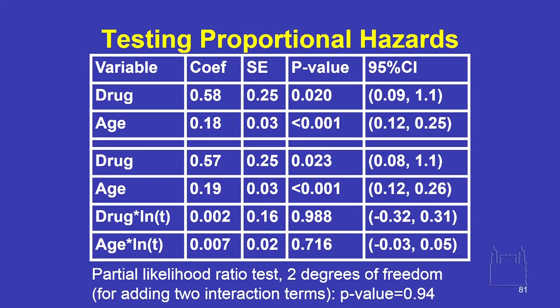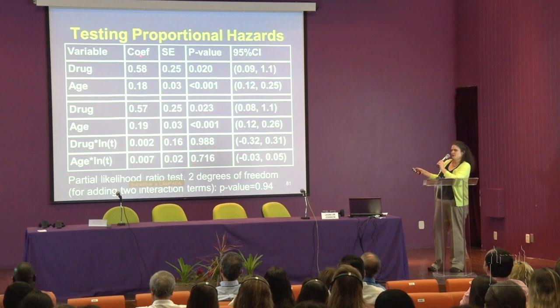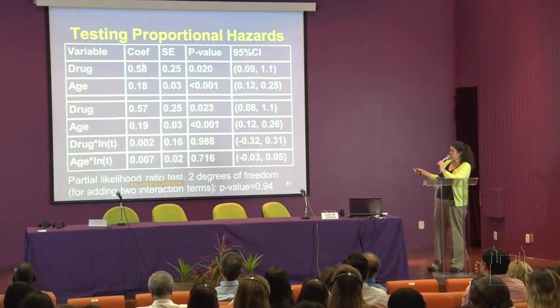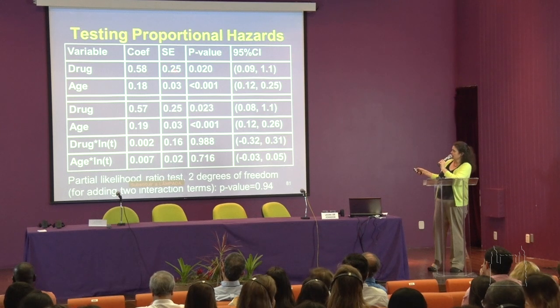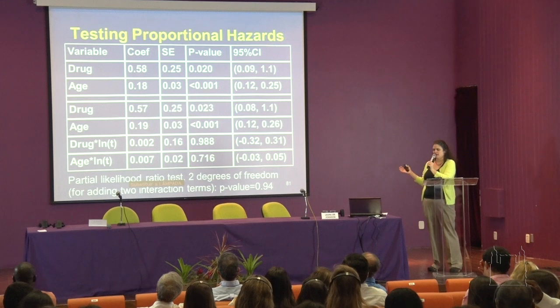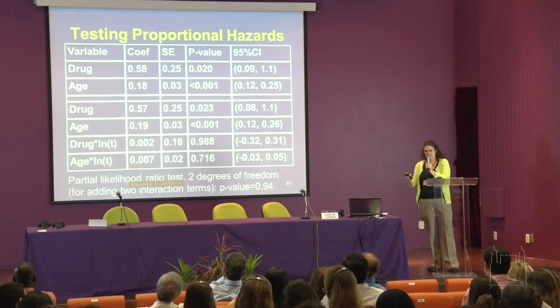So my first study example, drug and age. This is the simple model up top. The printout says coef. So that would be my beta, or my coefficient, is 0.58 for drug. There's a standard error on that. There's a p-value of 0.2 and a 95% confidence interval.